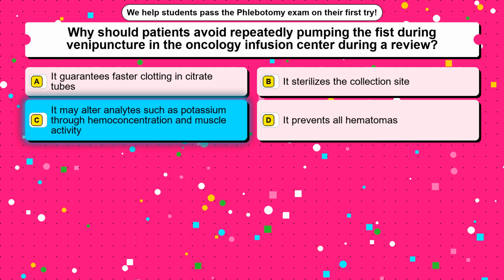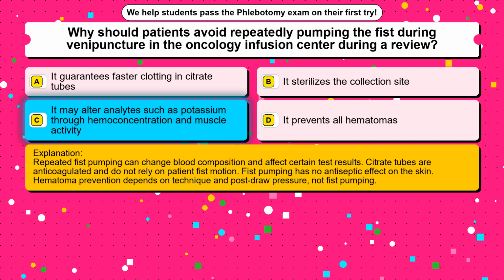The correct answer is option C. It may alter analytes such as potassium through hemoconcentration and muscle activity. Repeated fist pumping can change blood composition and affect certain test results. Citrate tubes are anticoagulated and do not rely on patient fist motion. Fist pumping has no antiseptic effect on the skin. Hematoma prevention depends on technique and post-draw pressure, not fist pumping.